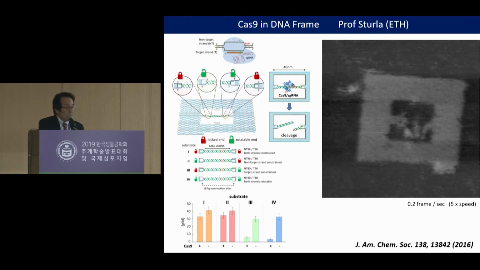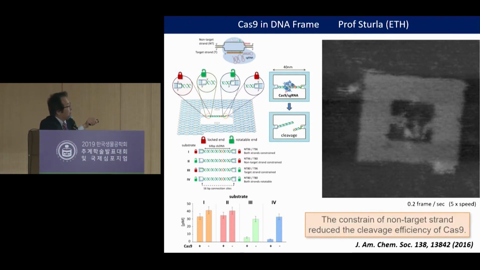Then we found that rotational constraint on the non-target strand reduced the cleavage efficiency of the Cas9, clearly indicating the rotation of non-target strand is very important here.